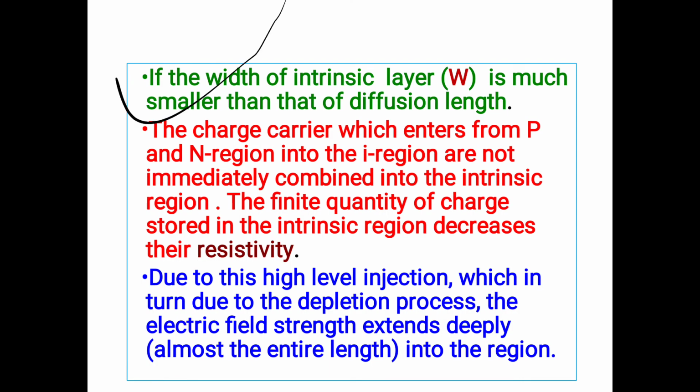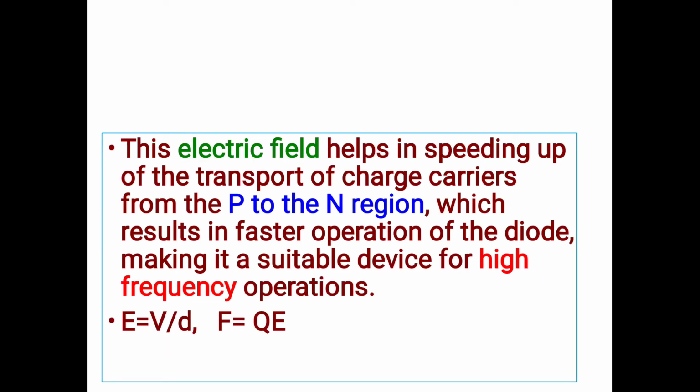If the width of the intrinsic layer W is much smaller than the diffusion length, the charge carriers which enter from the P region and the N region into the I region are not immediately recombined in the intrinsic region. The finite quantity of charge stored in the intrinsic region decreases its resistivity, and due to this high level injection, the electric field strength extends deeply, almost the entire length into the region. It means that the electric field is going to increase.